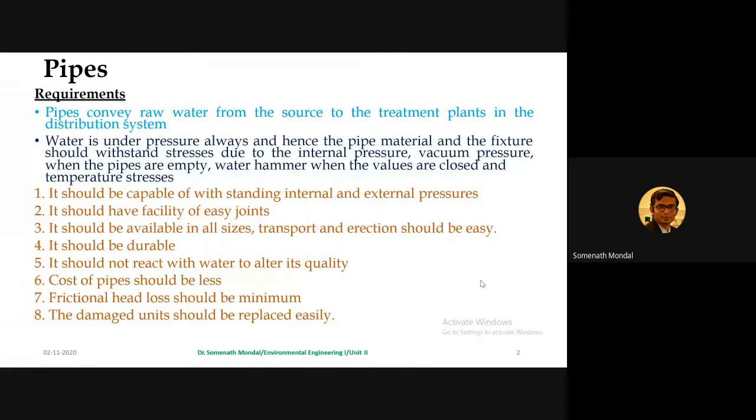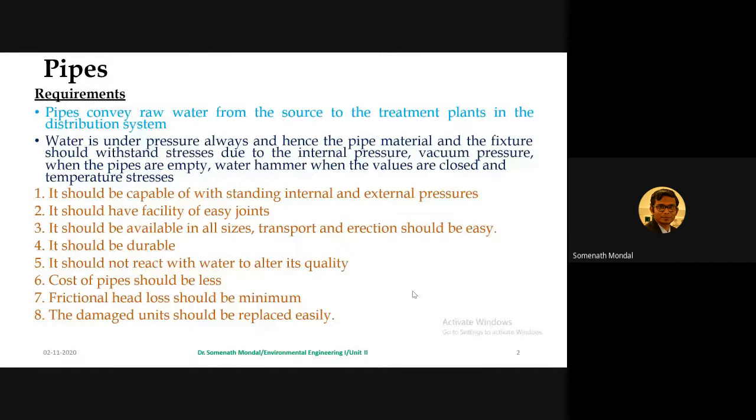And the damaged units should be replaced or repaired easily. So I mentioned this point before in a different term, that maintenance has to be easier when we talk about a particular type of material which can be utilized as the pipe or the pressure conduits.